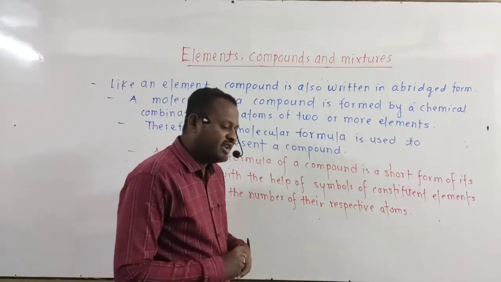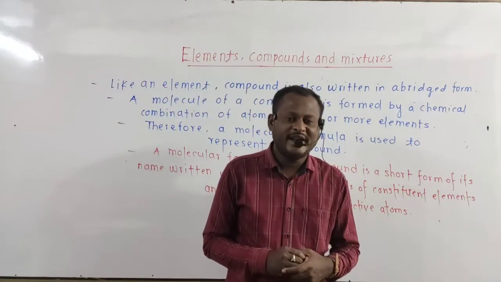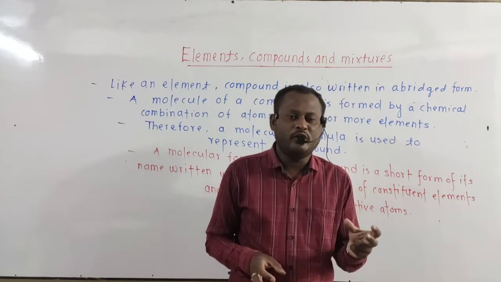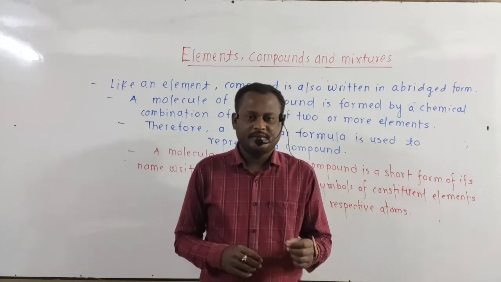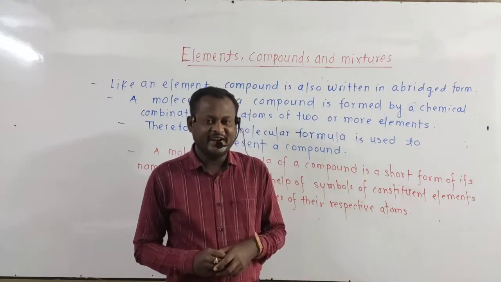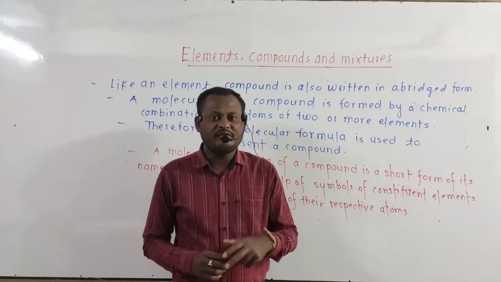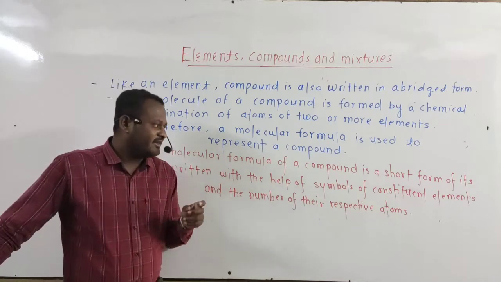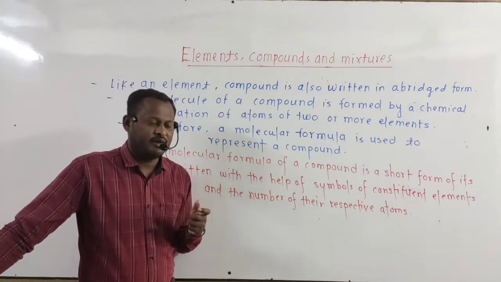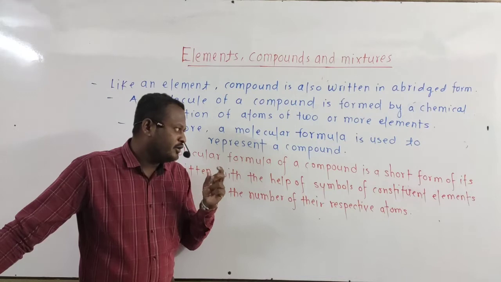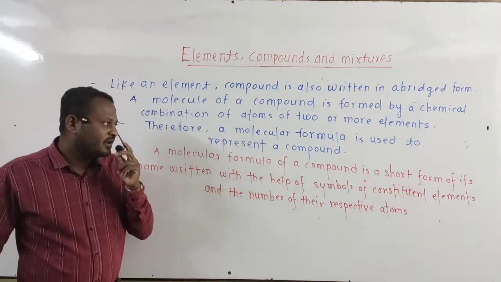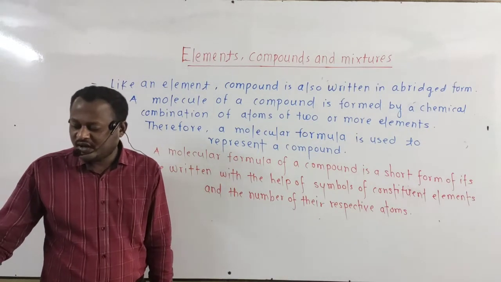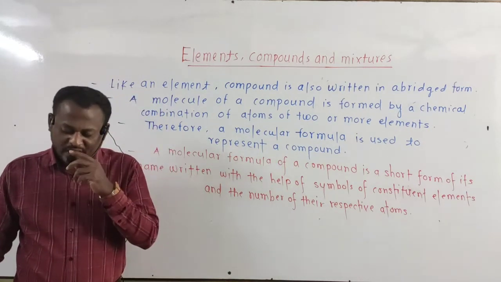For example, H2O, that is water. In that, two symbols are there: H for hydrogen and O for oxygen. And the 2 in H2 indicates two atoms of hydrogen. So we use the symbols of the elements and their numbers. By using this we can represent a compound by its molecular formula, or chemical formula.